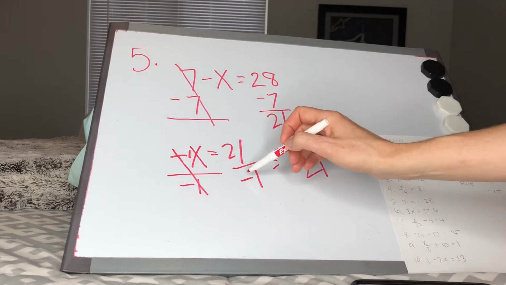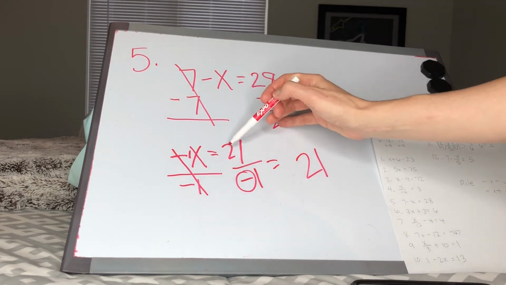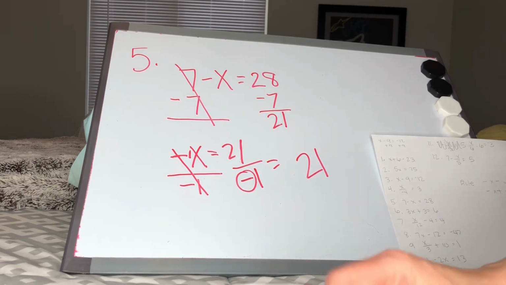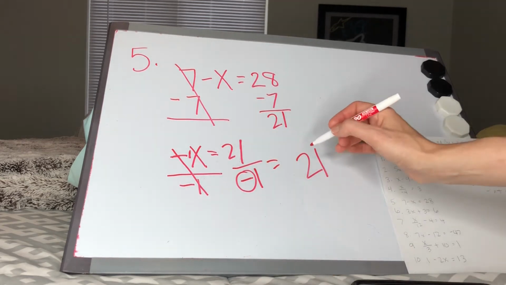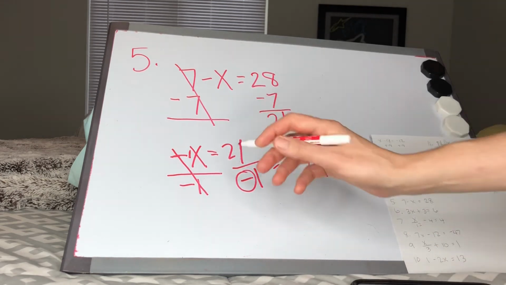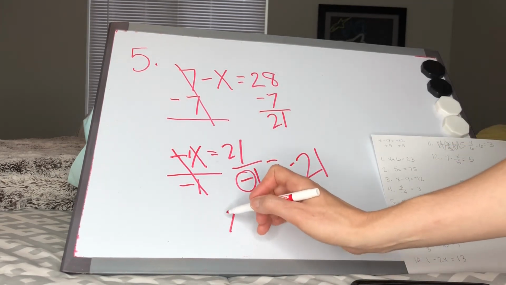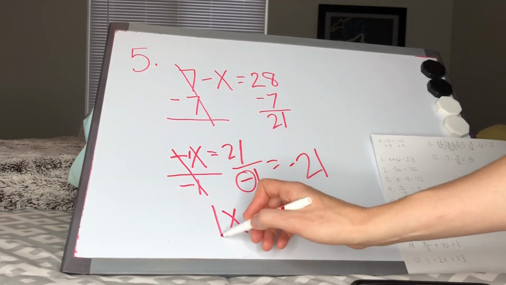But now we have a sign. This is the problem we have to look at. So this one's a positive, this one's a negative. So our signs are different. So when our signs are different, what is our answer? It is negative. Because our signs are different. If our signs were the same, it would be positive. If our signs are different, it's negative. So now rewrite one more time. X equals negative 21.